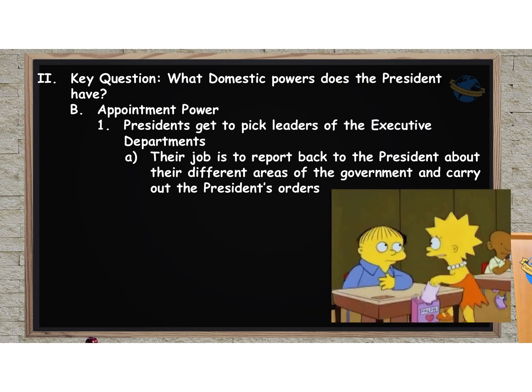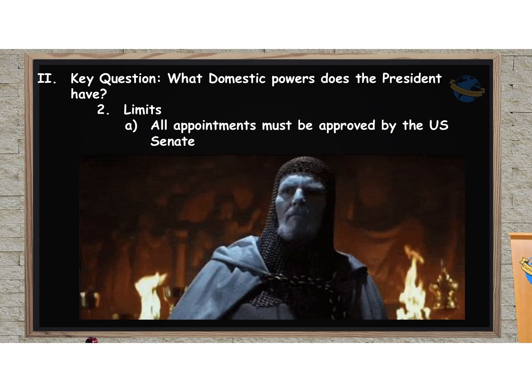Just like the president has the appointment power as a foreign power, he also has it as a domestic power. They get to pick the leaders of executive departments. The job of these leaders is to report back to the president about the different areas of the government that they run and carry out the president's orders. For instance, the president gets to pick the head of the FBI, the CIA, the head of the Treasury Department, and the head of the Environmental Protection Agency. But there's also a limit to this, because all appointments must again be approved by the U.S. Senate. The president can offer you a job, but the Senate has to approve.